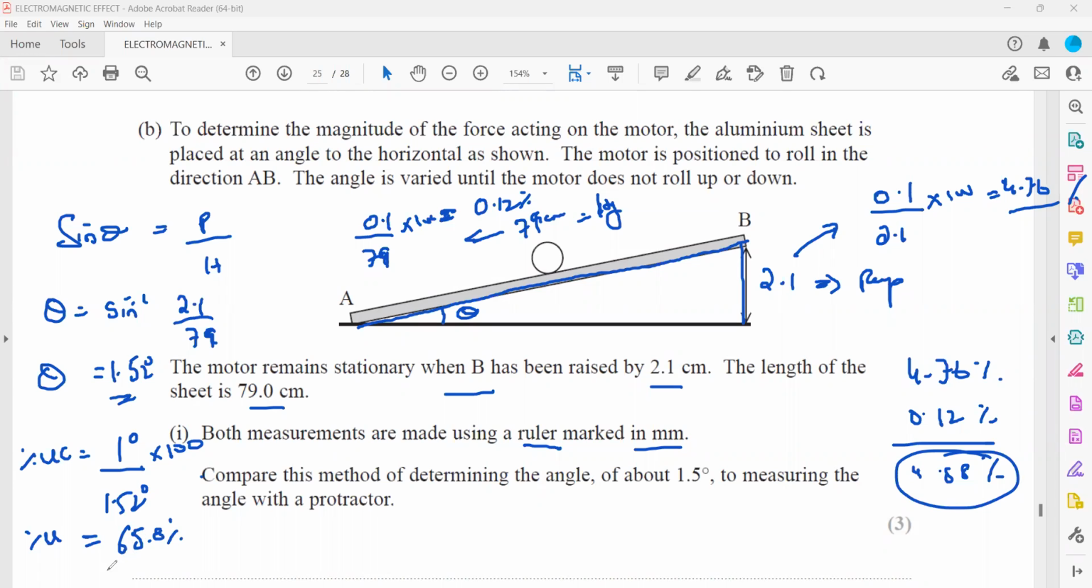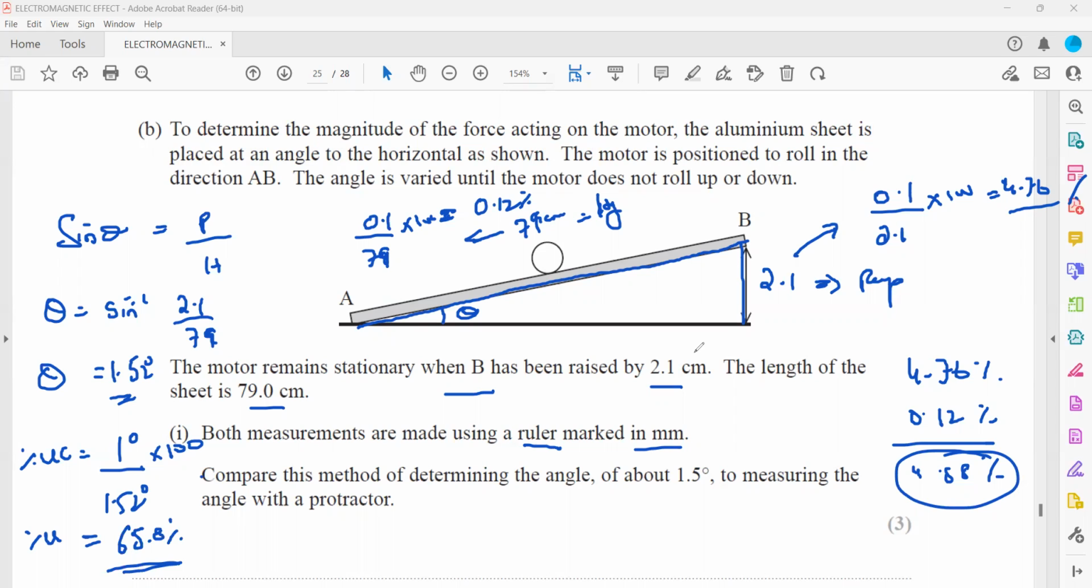65.8% uncertainty. So you can clearly see that this method is suitable instead of the protector, because it has a lower uncertainty. You just have to compare the two methods. If you use the protector, you will have a very high uncertainty.